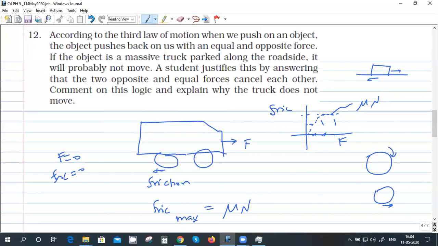The direction of friction force is also not fixed. Suppose I'm trying to pull this way, then the direction of friction force is this way. If I try to pull it the other way, then the direction of friction force will change. So friction force depends on the net applied force on the mass also.